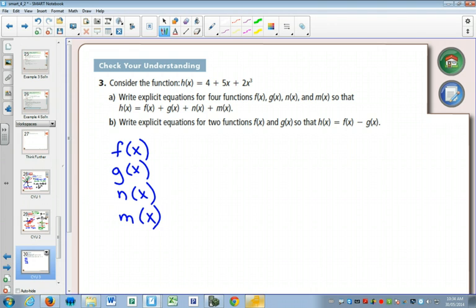We have a 4 at the front of h of x. Can you see if you make f of x 4, you would get that 4. If you made g of x 5x, then when you have f of x plus g of x, you would already have 4 plus 5x. We need 2 more functions. We need 2x cubed. There's lots of different ways you could do that.